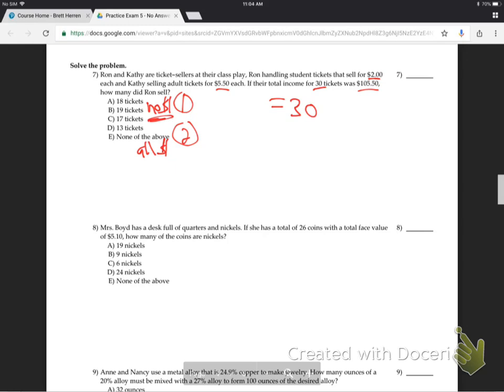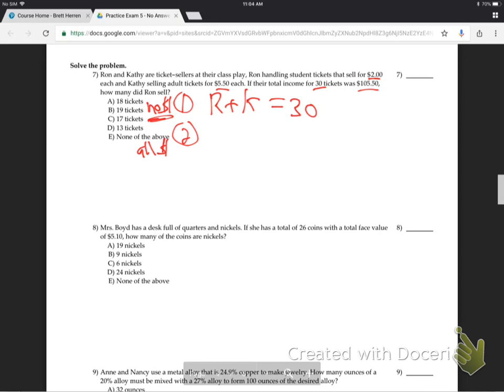What's it going to be? The 2 kinds of tickets. What are they? Student and adult. Yeah, right. That might be better, huh? Ron and Kathy, because they're asking Ron in the end. Let's just do R and K, Ron and Kathy. Yeah, that'd probably be easier. Ron and Kathy. How many tickets they sold? 30. Is that good for the first one?